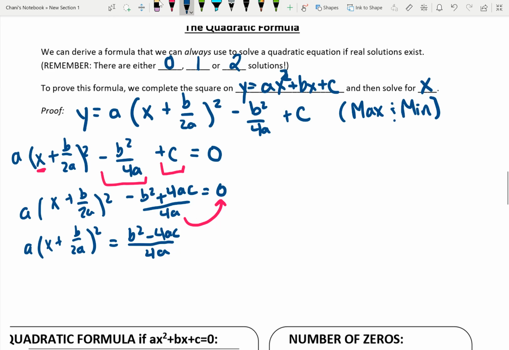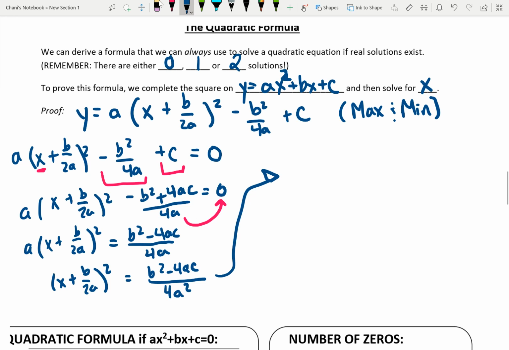Okay, now I need to divide both sides by a. So that gets rid of it on the left side. Remember, dividing by a is the same thing as multiplying this by 1 over a. So I get b squared minus 4ac all over 4a squared, because I get a times a when I divide by a, and you get a squared.